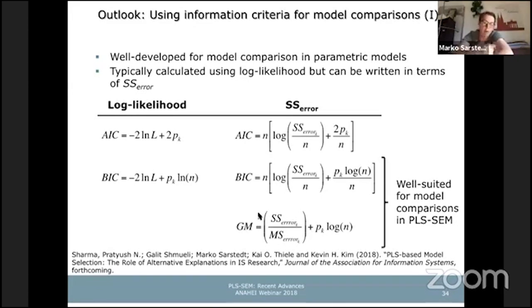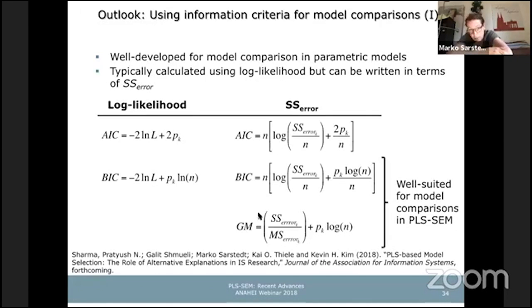So in our forthcoming Journal of the Association for Information Systems paper, we actually look into the performance of these measures for model selection, meaning can these measures identify wrong models and can they identify the true models or at least parsimonious versions of it? And the BIC, the Bayesian information criterion, and the GM, they are particularly well suited for these purposes.